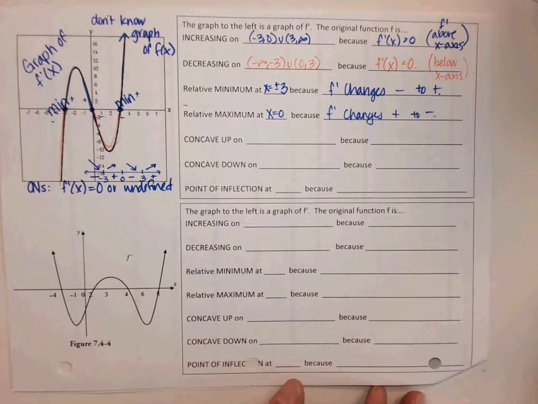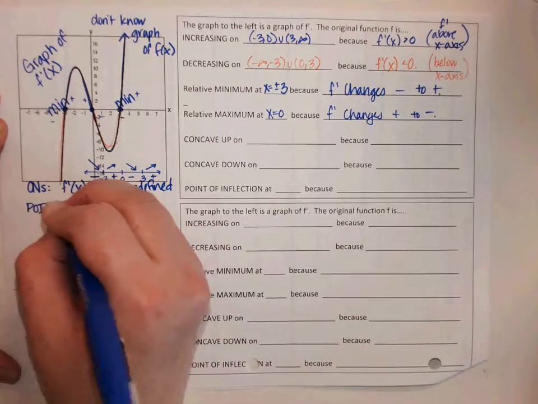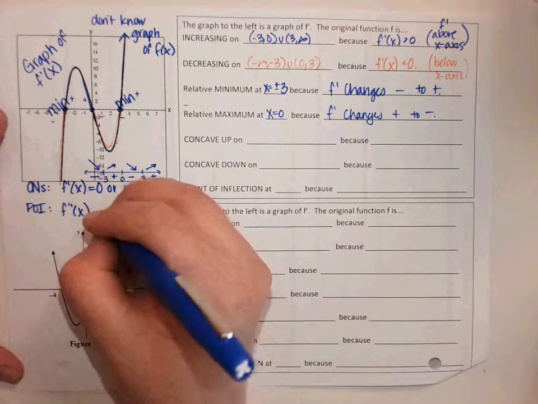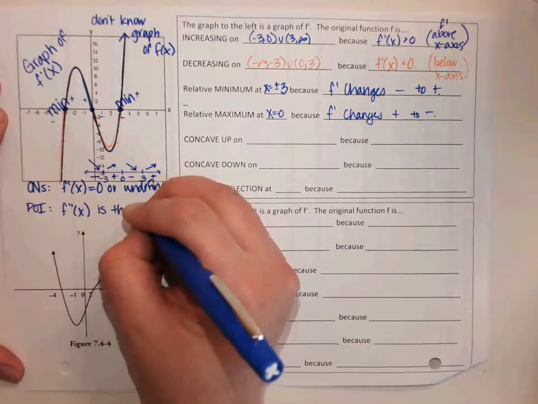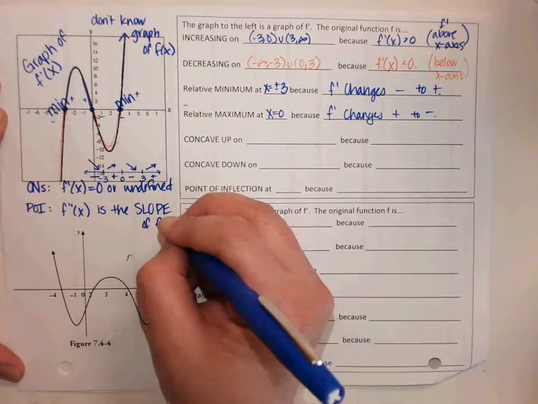Okay, concave up. Let's talk about concavity. This is f prime. So I can't just look for where it's up like a cup. Okay, if I want concavity, that's f double prime. What is the relationship between f double prime and f prime? What is f double prime? The derivative. What's derivative in a graph? Slope. So f double prime is the slope of f prime's graph.